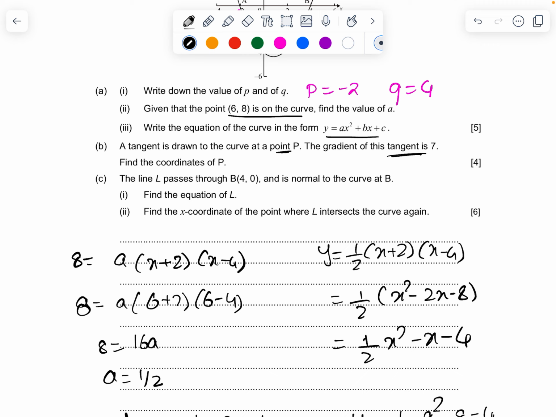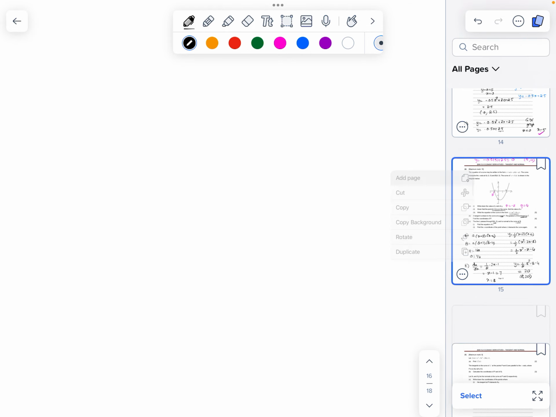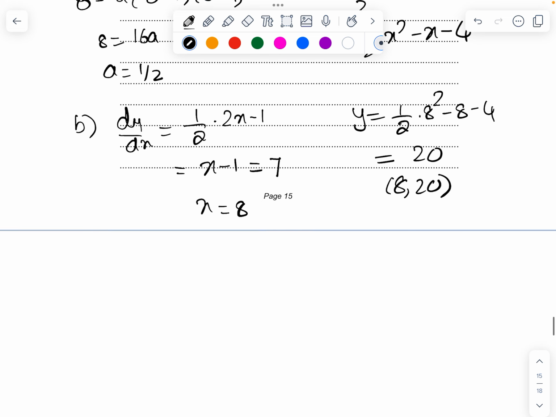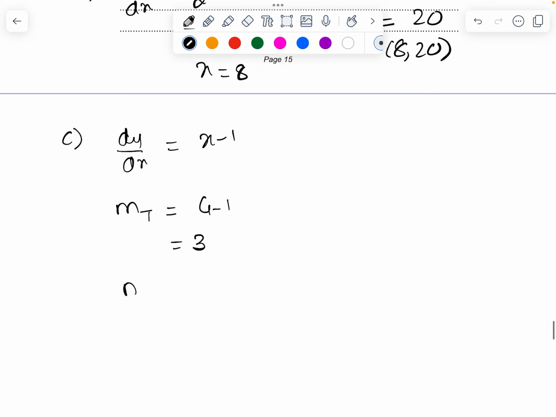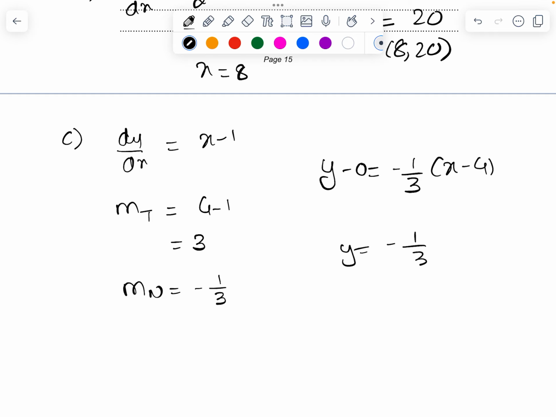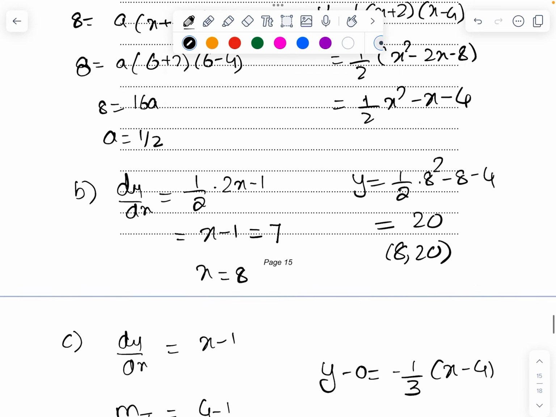The line L passes through 4, 0 and is normal to the curve. Find the equation of the line L. So for that, we know that dy by dx equals x minus 1. So gradient of the tangent will be 4 minus 1, which is 3. So what will be the gradient of the normal? Gradient of the normal will be minus 1 by 3. Now equation will be y minus y1 equals minus 1 by 3 times x minus x1. Y equals negative 1 by 3x plus 4 by 3.